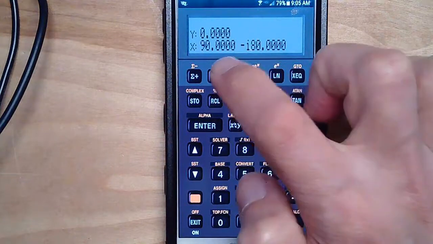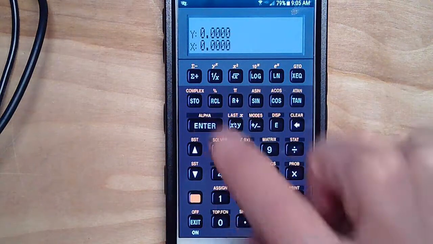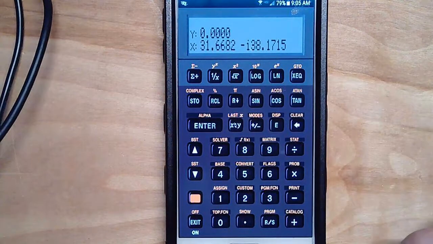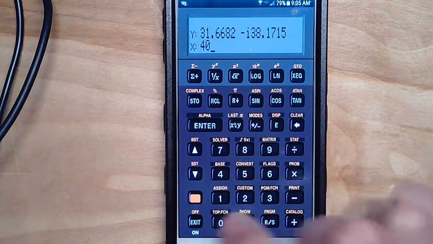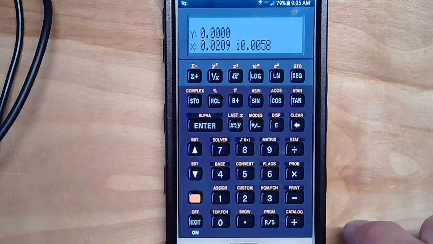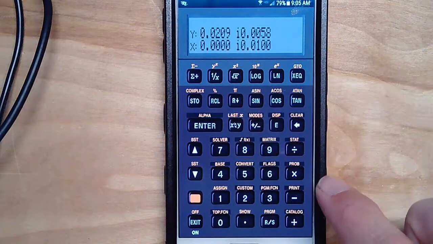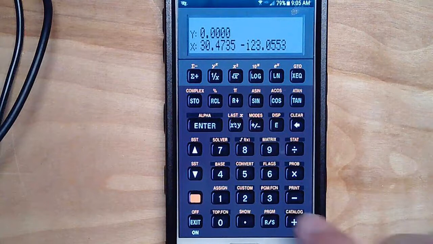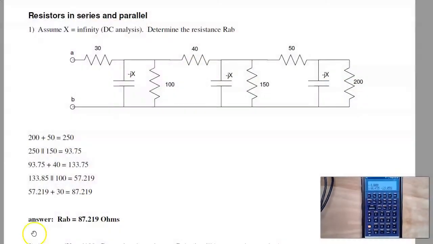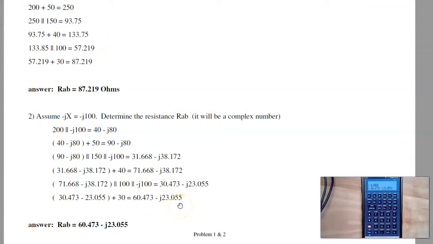In parallel with 150, in parallel with minus j100, is 31 minus j38. In series with 40, in parallel with 100, in parallel with minus j100, you see 30 minus j23 plus 30 is 60 minus j23. So definitely recommend getting used to HP calculators. They make a big difference on quizzes. So that's problem 2, 60 minus j23 ohms.